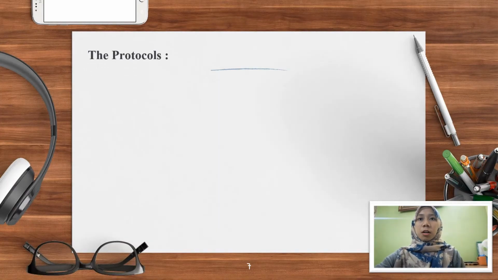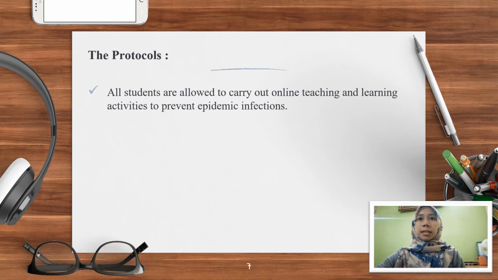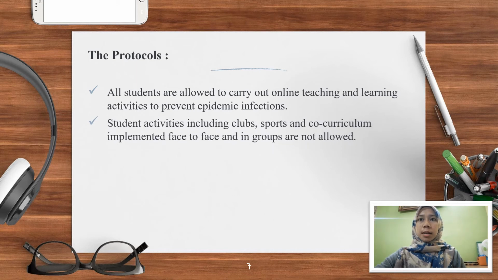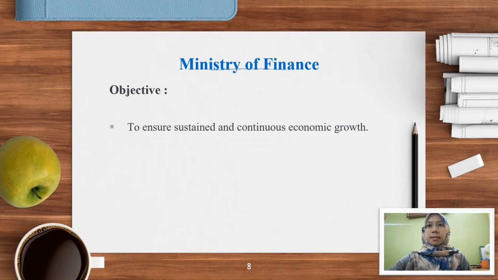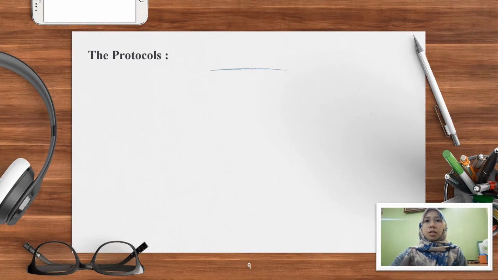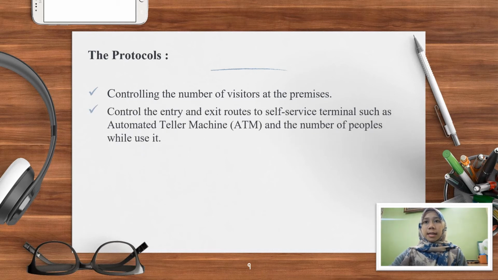The protocols: all students are allowed to carry out online teaching and learning activities to prevent epidemic infection. Student activities including clubs, sports, and school curriculum implemented face-to-face and in groups are not allowed. Then, the Ministry of Finance. Objective: to ensure sustained and continuous economic growth, and to ensure effective and prudent financial management. The protocols: controlling the number of visitors at the premise. Then, control the entry and exit routes to self-service terminals such as ATMs and the number of people using them.